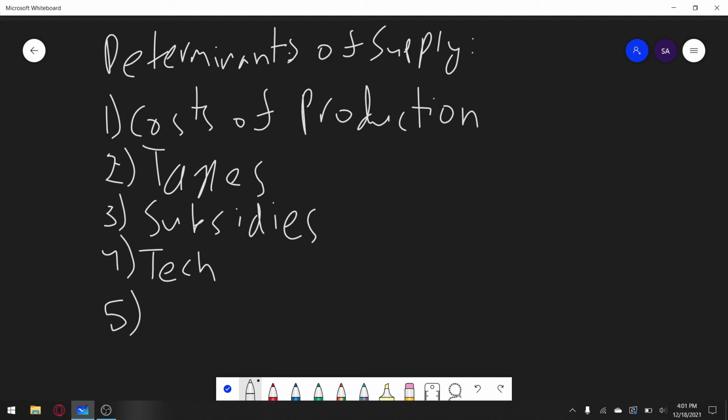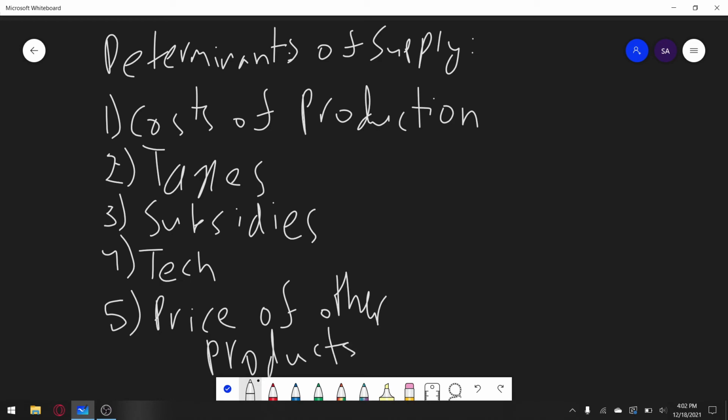Then we have price of other products. Price acts as a signal to producers to move their resources to the provision of goods and services with greater levels of profit. For example, if the market price of corn falls while the price of rice increases, then farmers are likely to reduce their supply of corn and raise their supply of rice.